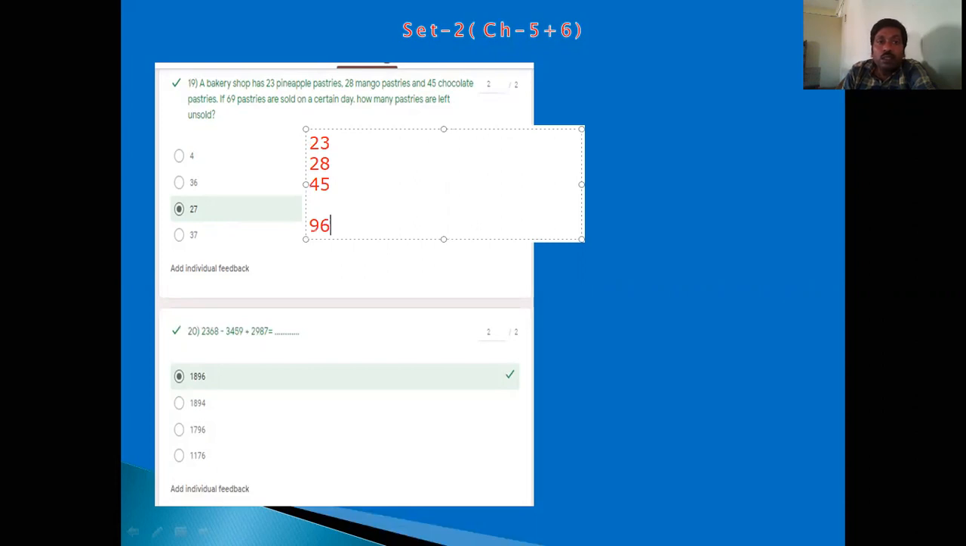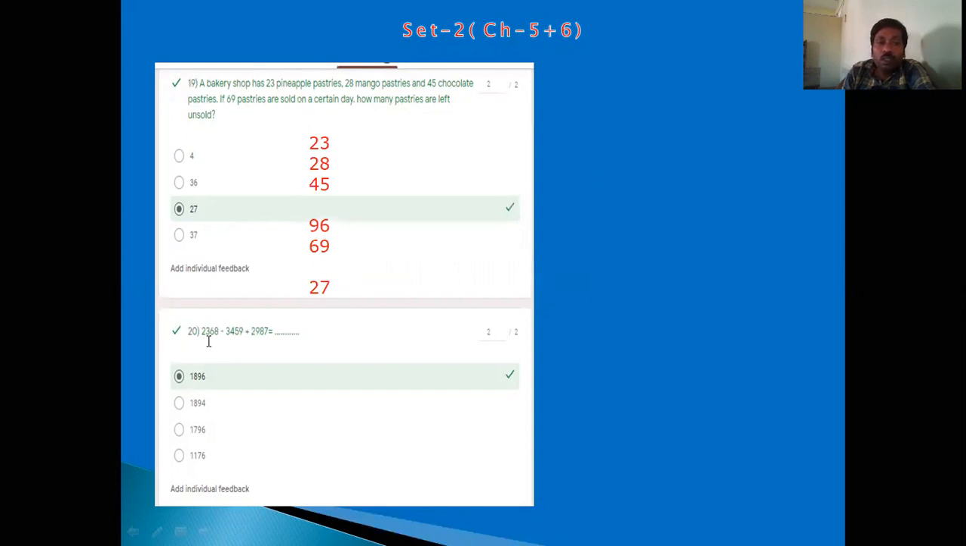96 pastries, and 69 pastries sold, so 96 minus 69. When we subtract this 69 from 96, we get 27. So we get 27. This is the subtraction: 16 minus 9 is equal to 7, and 8 minus 6 is equal to 2. The answer will be 27. And this is the last question.